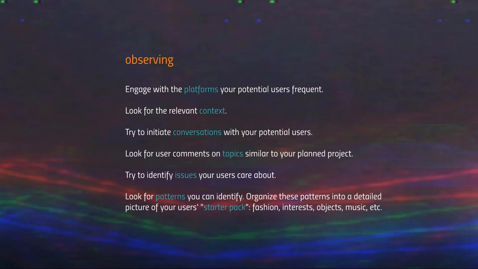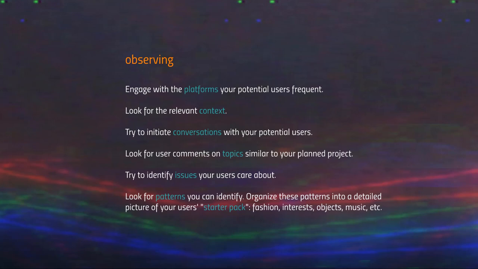Another way of engaging in a sort of non-direct dialogue, if you will, with potential users is to look for public conversations they have with each other, right? So look for comment threads on topics similar to your project. Look for comment threads on subreddits which are similar to the area in which you want to work in. Look for existing discussions around this topic and try to gain a deeper understanding of the context and the kind of needs, the kind of opinions that users have around the topic that you want to cover.